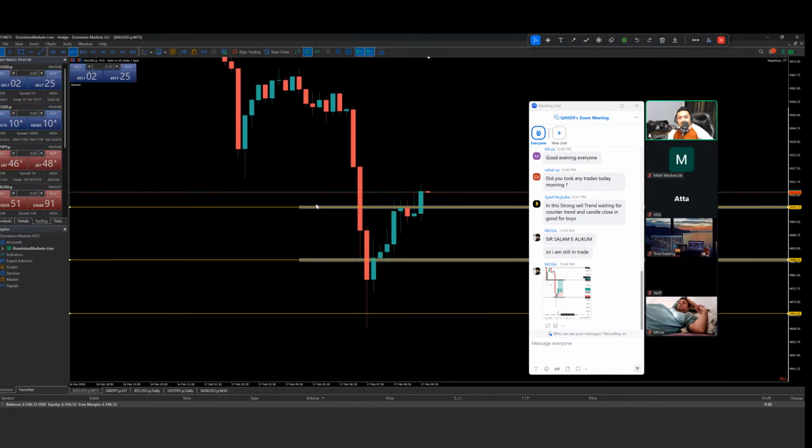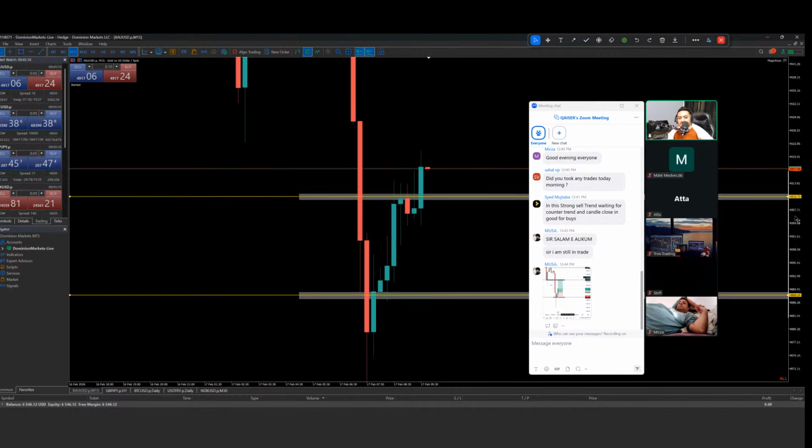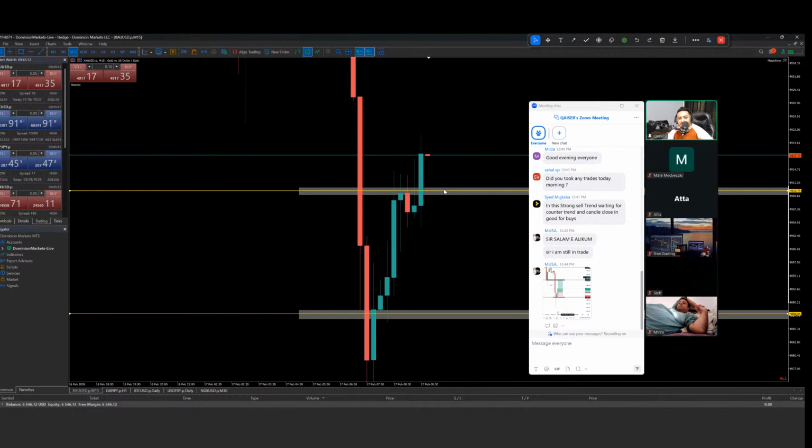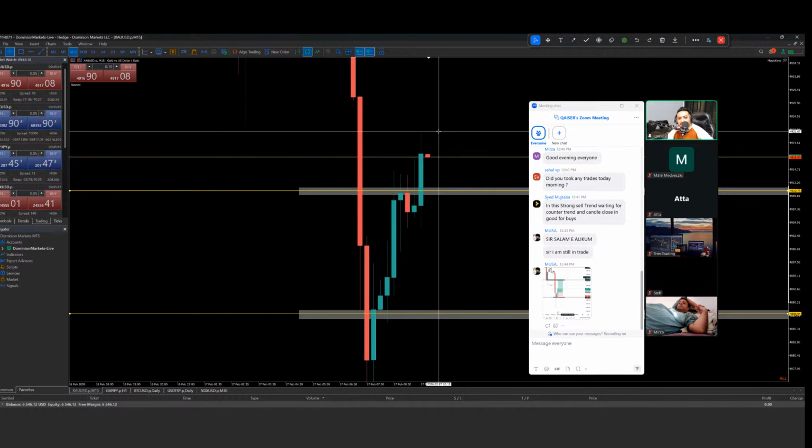Even looking at the 50-minute time frame, 50 minutes just closed above the resistance area. It did close above the resistance area, but if I'm going to execute somewhere here, I think I'm going to get a 150 pip stop loss.